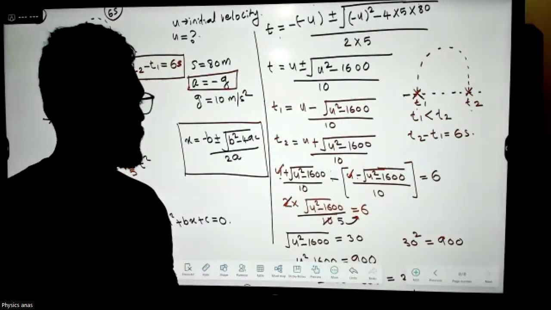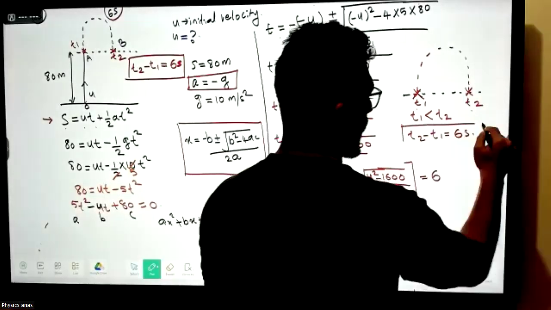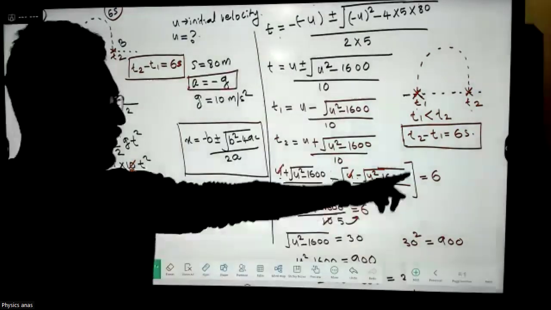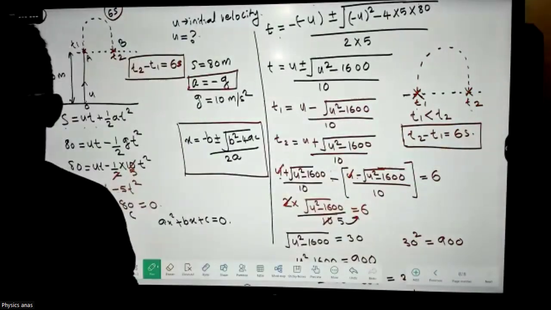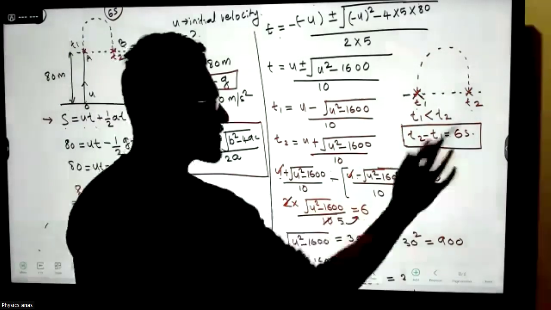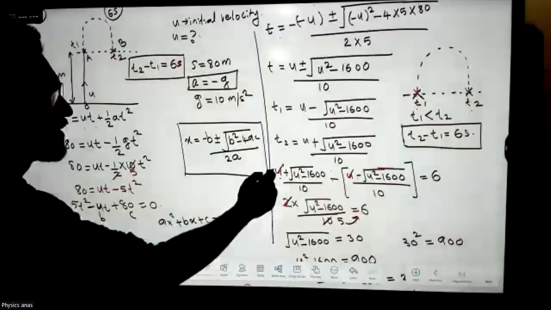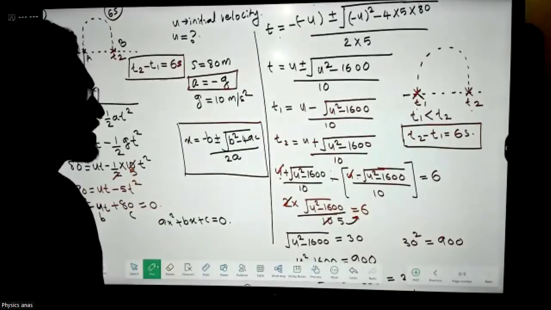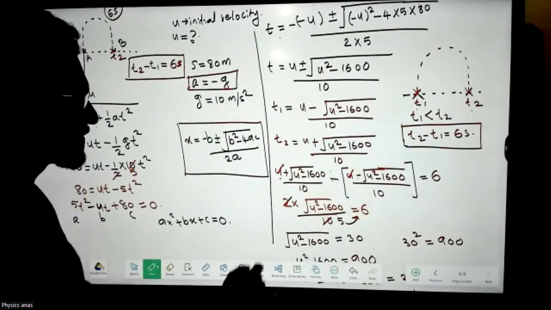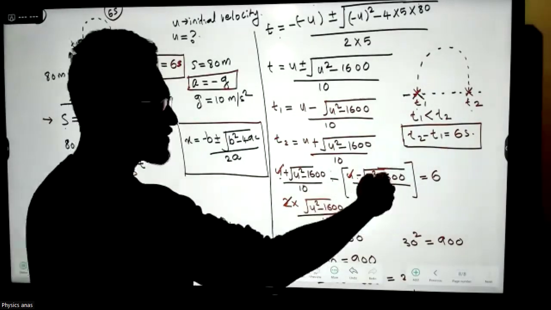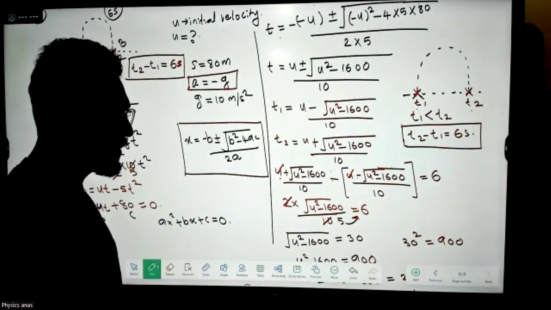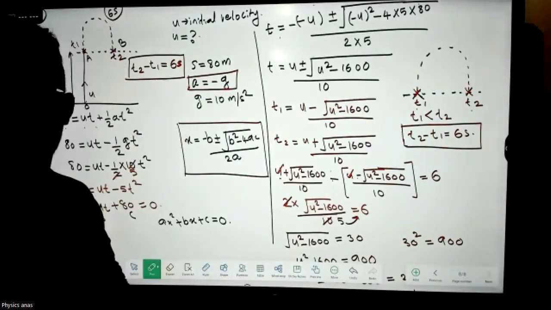You have another idea also. What is that idea? t2 minus t1 is the time interval, and it is given in the question. So t2 minus t1 is equal to 6 seconds. Then u minus u is gone, and minus minus will be plus. So 2 into that term is equal to 6. Cutting 2 and 10, 5 is left, and we bring 5 to the other side. That will be 6 into 5.